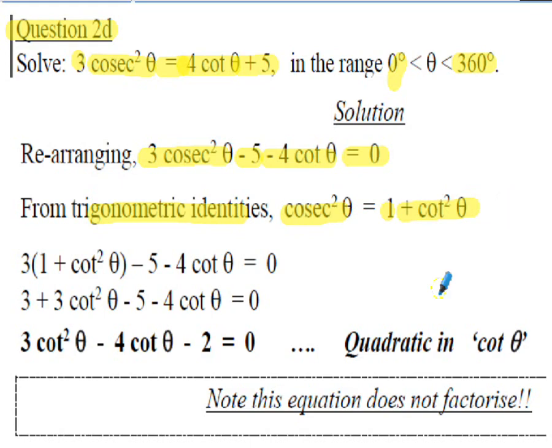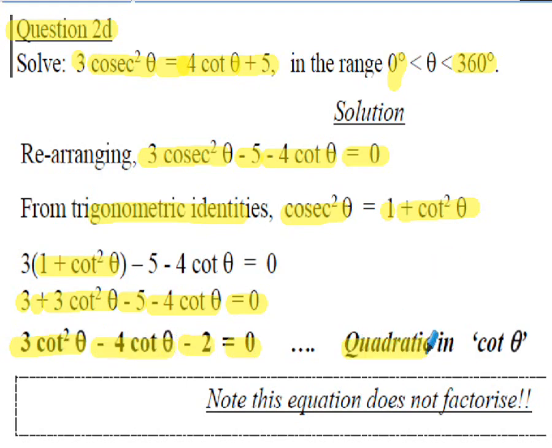If I replace the cosec squared theta with the 1 plus cot squared theta in brackets here and expand the brackets, I'll be able to simplify my equation. So expanding the brackets, I get 3 times 1 is 3, plus 3 times the cot squared theta is 3 cot squared theta, minus the 5 minus the 4 cot theta is equal to 0. Bringing the numerical values together, I've got 3 take away 5 gives me minus 2. So my equation is 3 times cot squared theta minus 4 cot theta take away 2 is equal to 0.